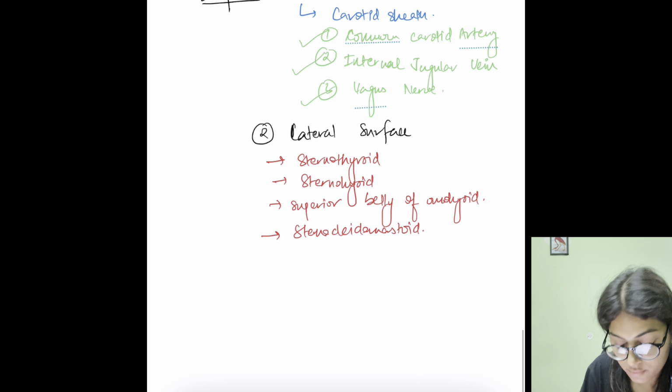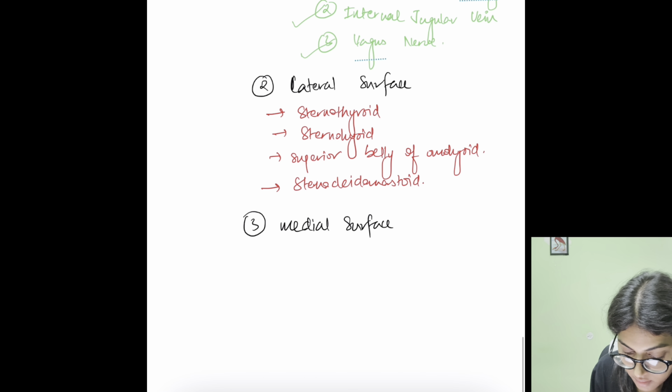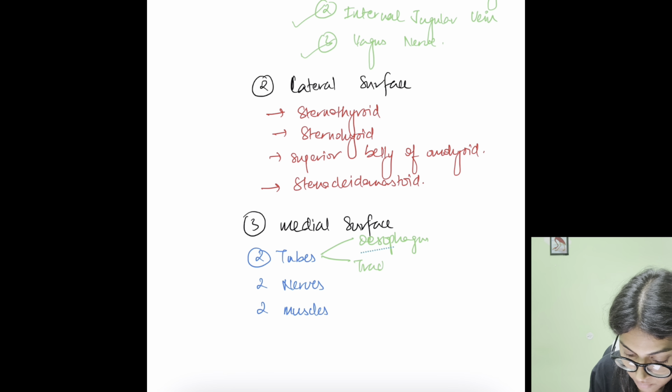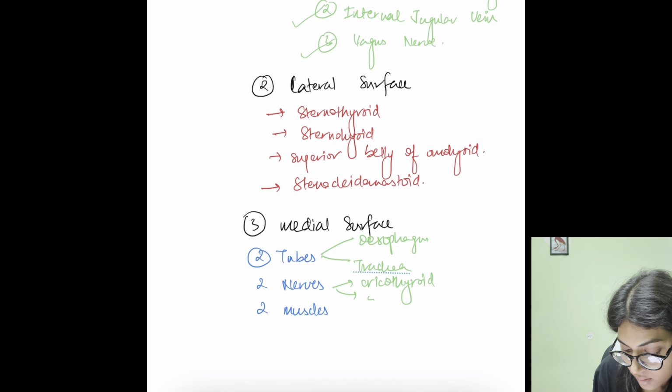Now we will talk about the medial surface. Third, medial surface. On the medial surface, we have two tubes, two nerves, two muscles. Tubes we have: esophagus, and second is trachea. Muscles we have: cricothyroid, and second is inferior constrictor. Two muscles we have.